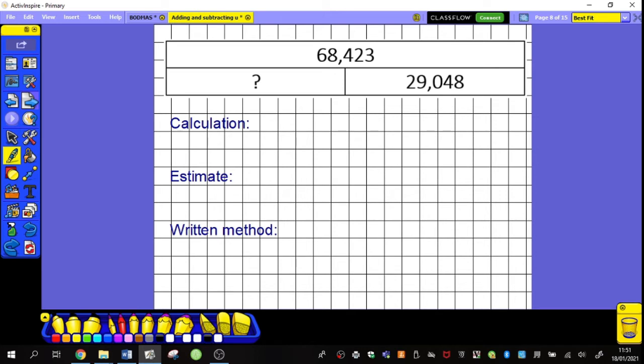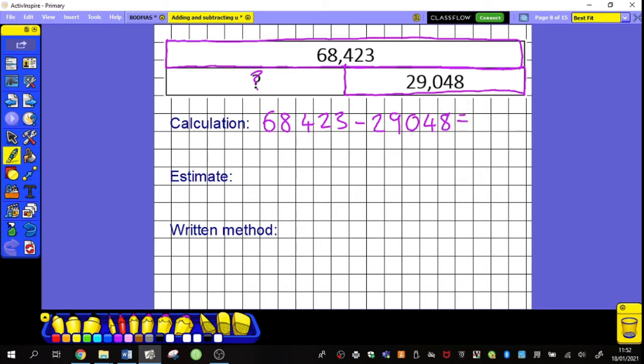So in this one, I know what the whole bar is. It's 68,423. And this time I'm trying to work out or calculate one of the parts. So let's deduce the calculation. If I now start with what I know, the whole thing, 68,423, and if I then took away the bar I know down here, this part, it's going to leave me with what's left. So my calculation in this one is going to be a subtraction.